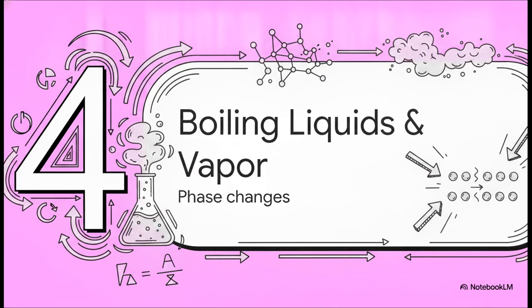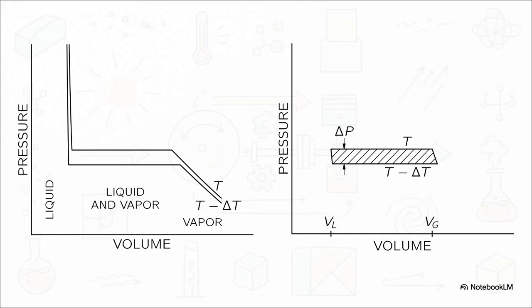Moving along to Section 4, Boiling Liquids and Vapor, Phase Changes. And this brilliantly illustrates what happens when we apply our thermodynamic tool to something a bit more volatile, like turning a liquid into a gas. If you look at the cylinder of liquid charted on the left, as you pull the piston out, the pressure drops until the liquid actually starts to boil. But then, check out that flat horizontal line. As you keep expanding the volume, the liquid just turns to vapor, but the pressure doesn't change at all. It stays exactly at the vapor pressure.